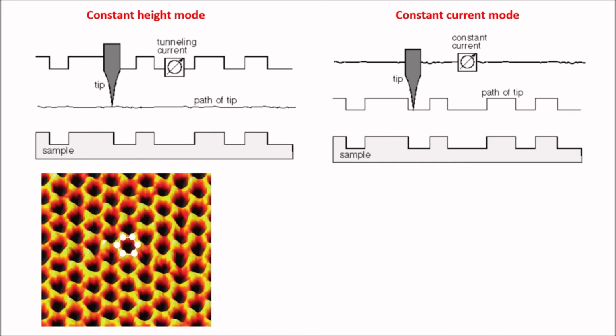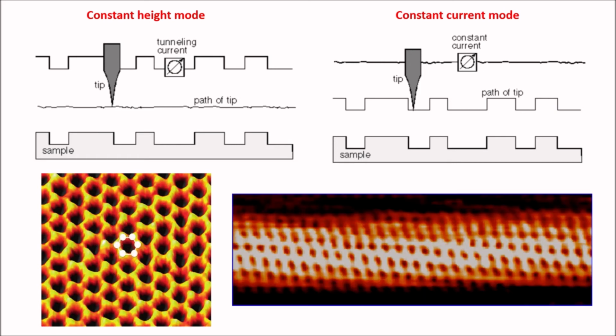This image, for example, is the STM image of graphene, which clearly shows each atomic location. And this is the STM image of a single-walled carbon nanotube. Here also you can see the atomic locations very precisely.